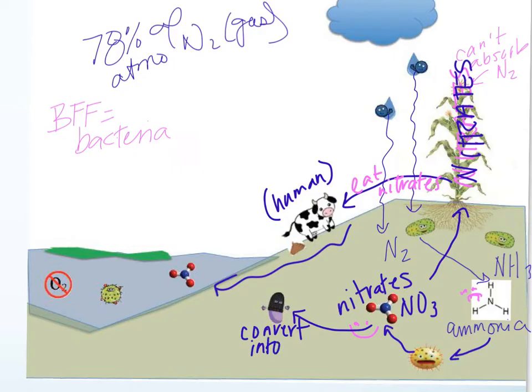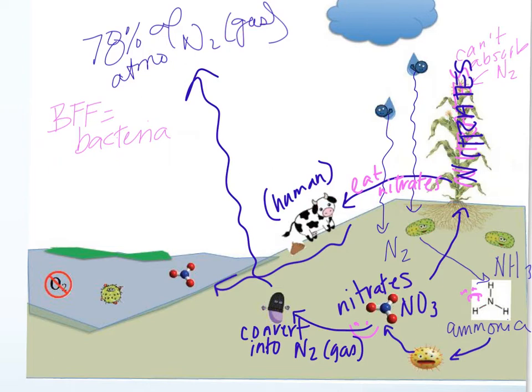Convert into N2, which is the gas. So there is a third type of bacteria that converts those nitrates or ammonia back into gas, which then releases it back to the atmosphere. So now we've kind of gone full circle. And that's definitely a complicated picture, right? We don't have any clear names. We just have kind of a general overview of how it works.